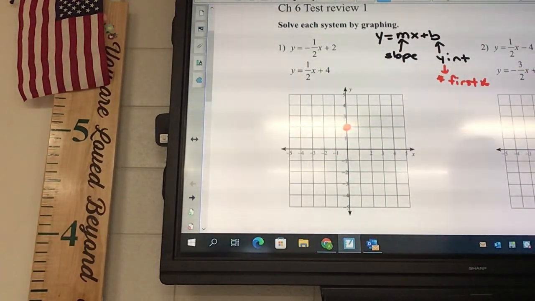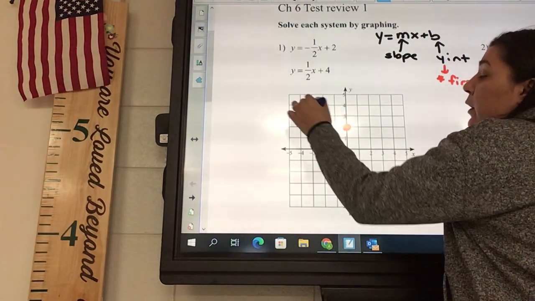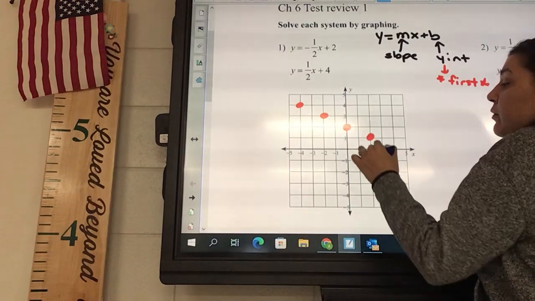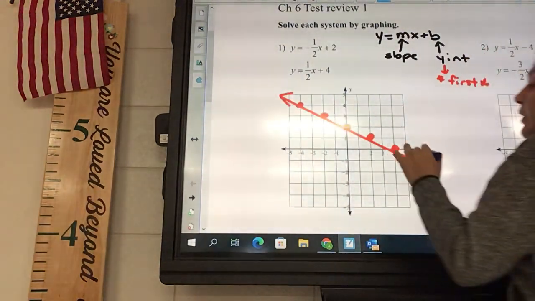Okay, so we're gonna go up 1 over 2. Up 1 over 2. Okay, or you can go down 1 over 2. Down 1 over 2. Okay, so we got our first line plotted.